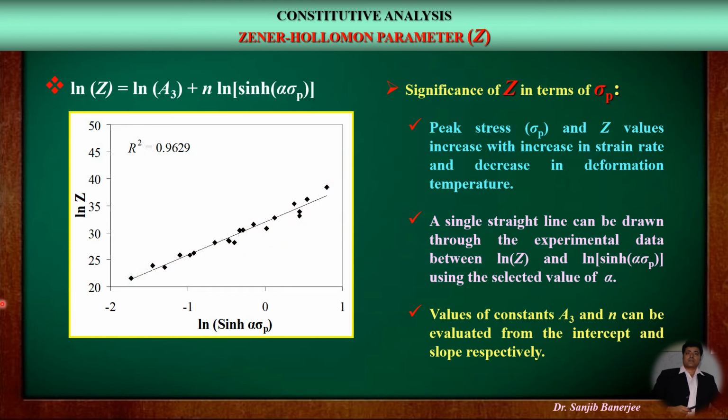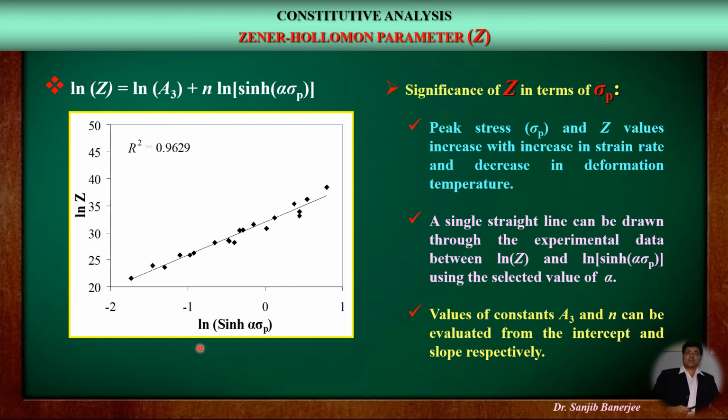The major significance of the Zener-Holomon parameter Z lies in the evaluation of the constitutive constants, that is A3 and n. If we take logarithm on both sides of the equation of Z, we get the equation: log of Z is equal to log of A3 plus n into log of sine hyperbolic alpha sigma p. Now this equation is a straight line equation where the slope gives the value of n and the intercept gives the value of A3.